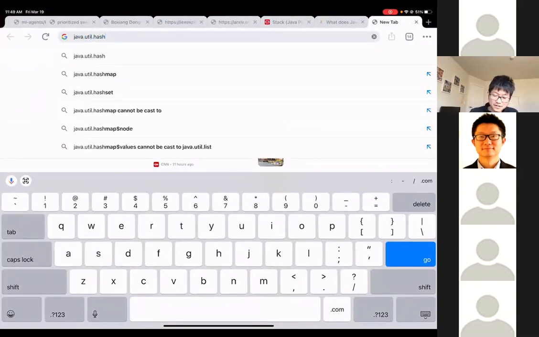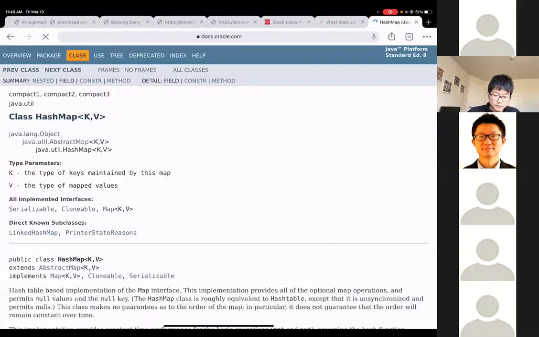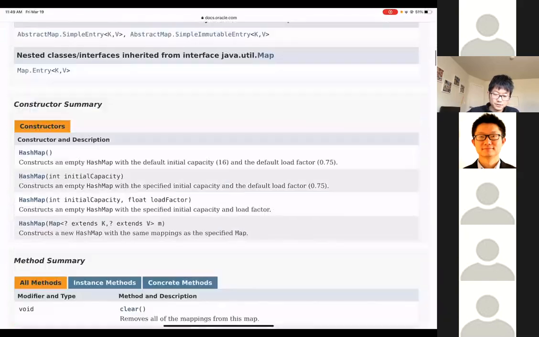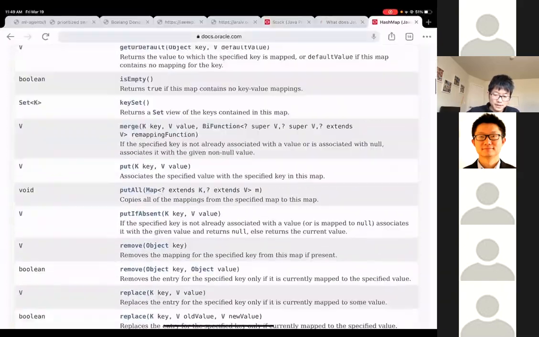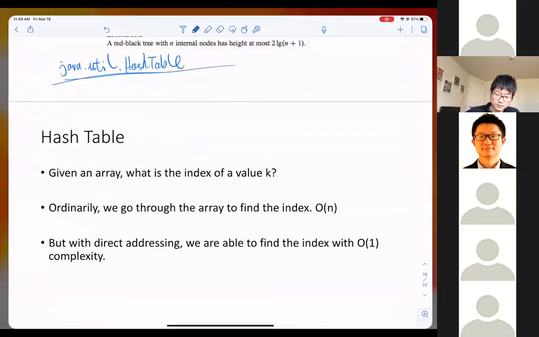Oh, I think it's called hash map, not hash table. Yes, hash map. This is what is provided by that. Okay, so you can just go read it by yourself, and let's come back.